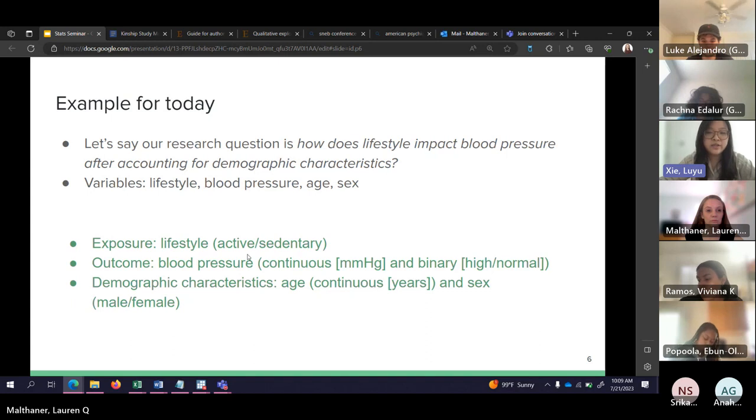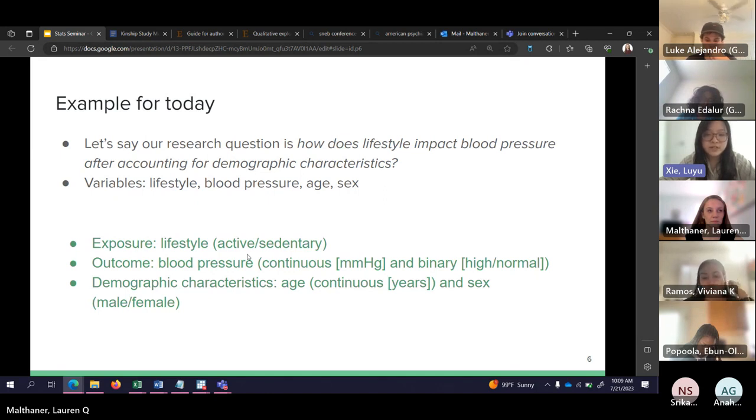Okay, we have an example for today. Let's say our research question is: how does lifestyle impact blood pressure after accounting for demographic characteristics? If you look at this research question, what variables do you think we should take a look at in the data? So lifestyle for sure, right? That's our exposure. And blood pressure is our outcome. And demographics such as age and sex will be covariates.